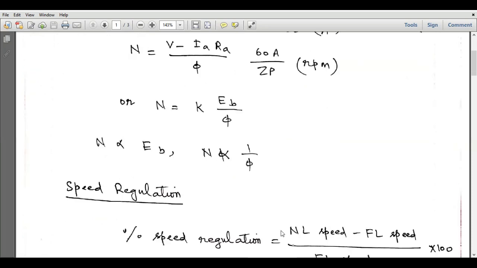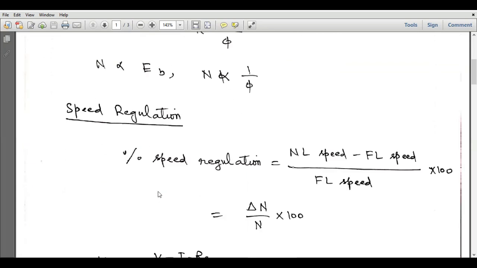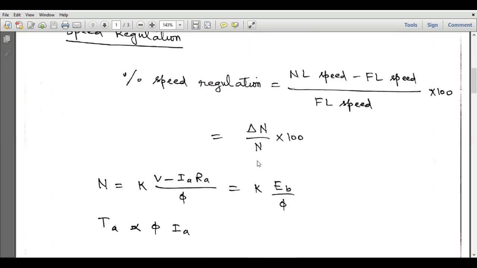So speed regulation can be defined as the relative difference of no load speed and full load speed with respect to the full load speed. Mathematically, it is equal to no load speed minus full load speed divided by full load speed multiplied by 100, and that will be equal to delta N by N multiplied by 100. So percentage speed regulation in DC motors is the same as the voltage regulation in transformers.